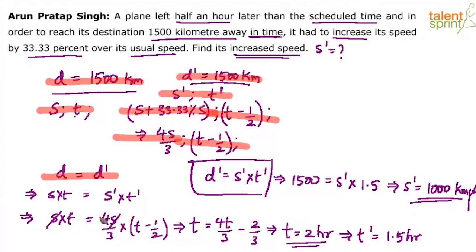D equals to d dash, s into t equals to s dash into t dash. No. You should start from this step onwards: s into t equals to 4s by 3 into t minus half. From that, calculate t. And once you get t, I think after that it's mental calculation, right?